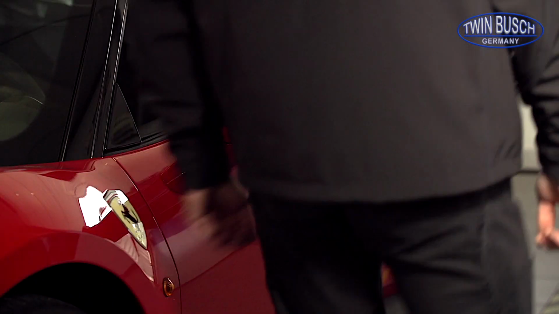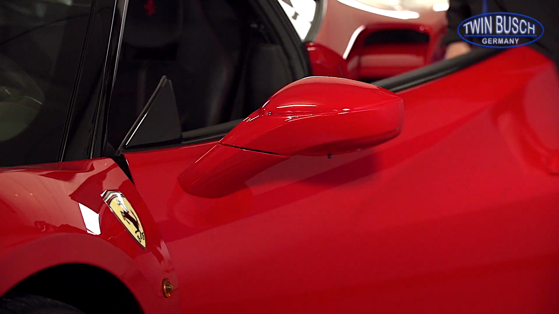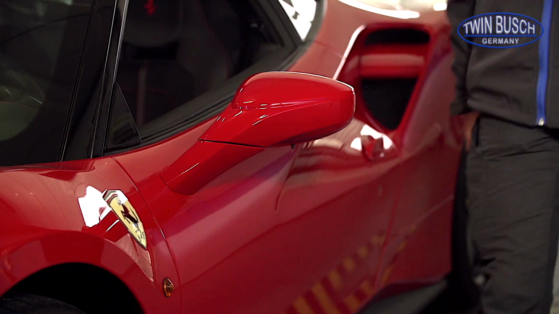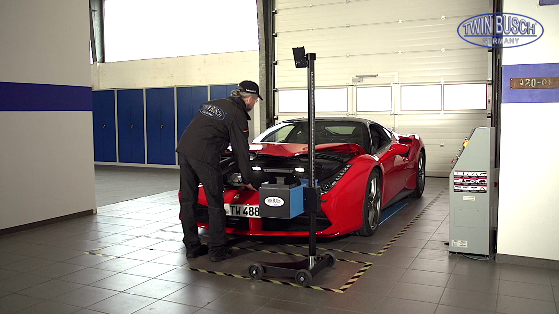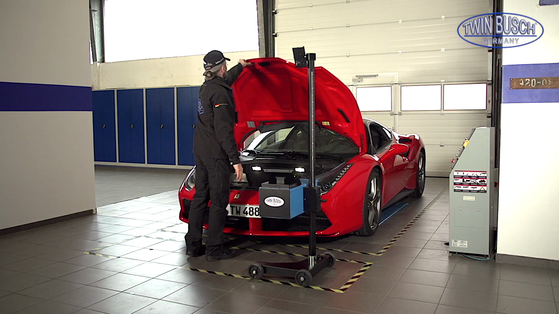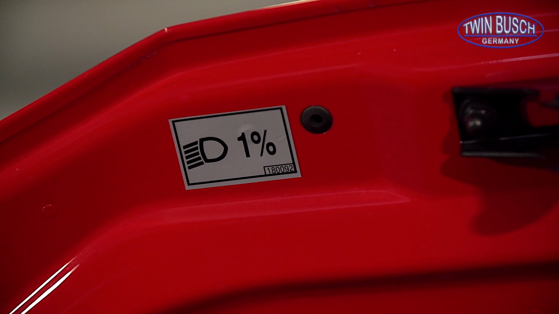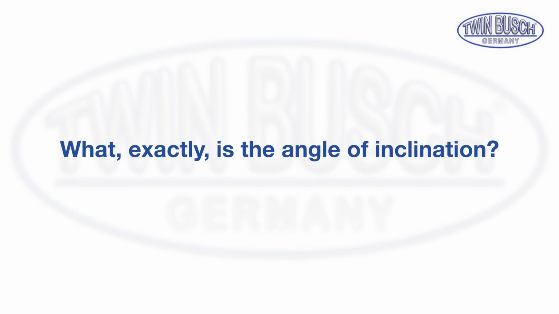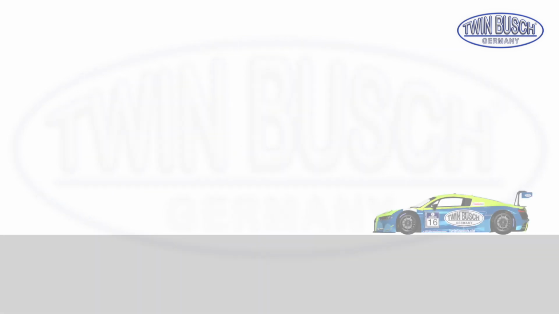We now need the angle of inclination for the vehicle headlights. This value is usually indicated on the door frame or also directly on the vehicle headlights. In our case, we find the value under the hood of the car. The angle of inclination briefly explained.